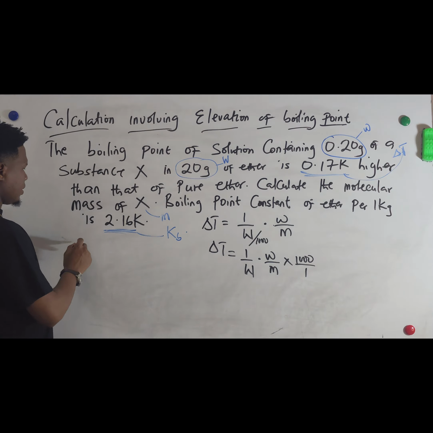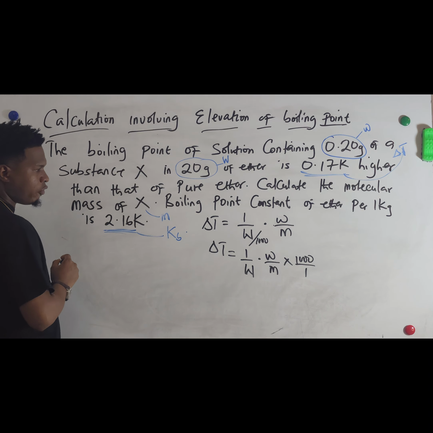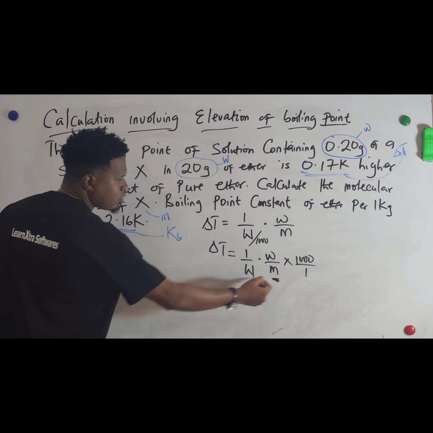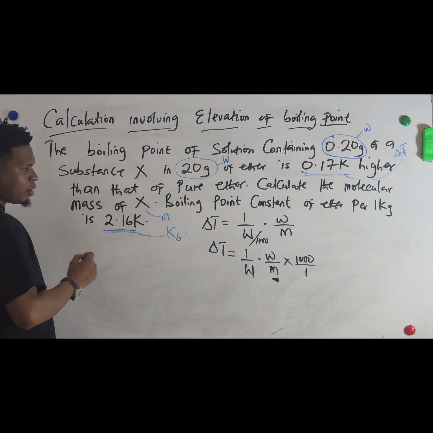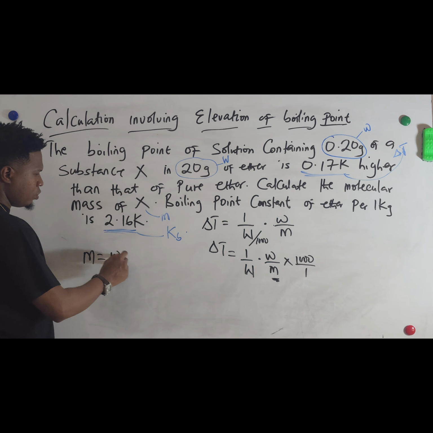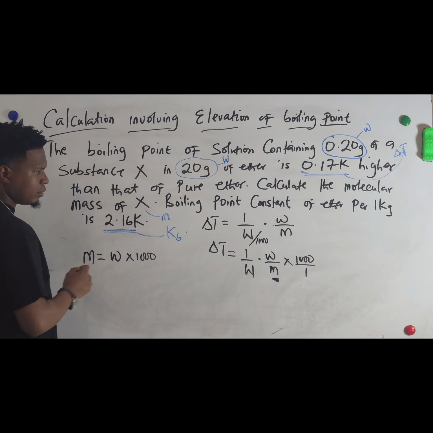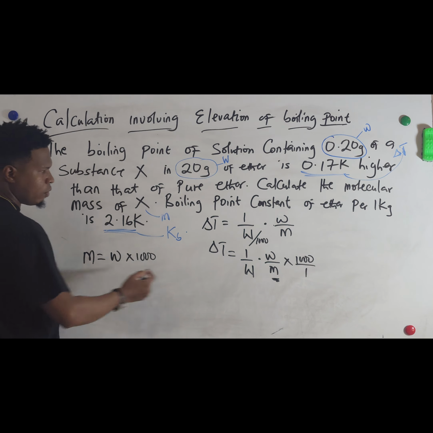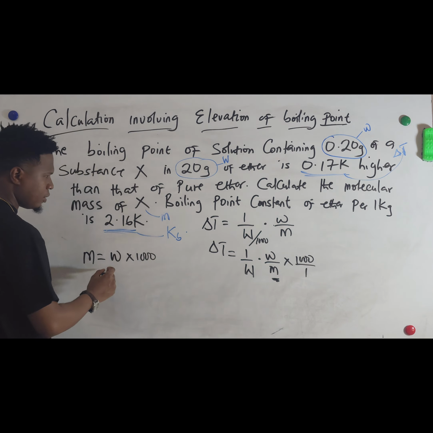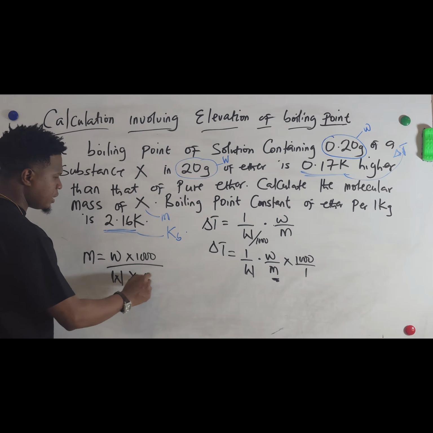So what are we looking for? Small m, right? So let's make m the subject of the formula from here. If I make it the subject of the formula, m will be equal to w times 1000, when you cross multiply, divided by capital W times change in T.